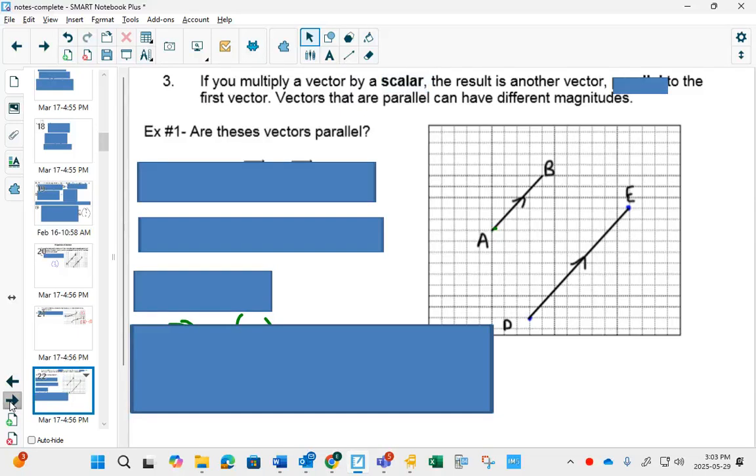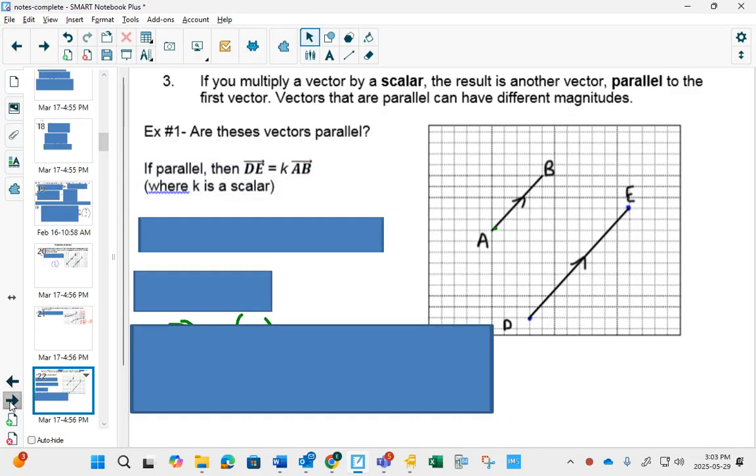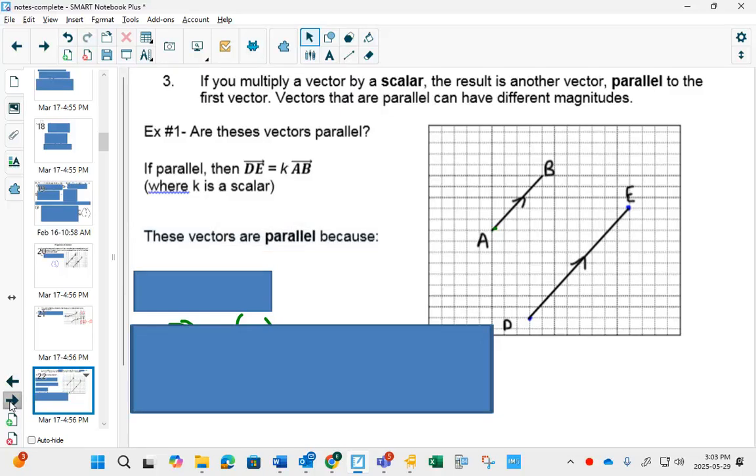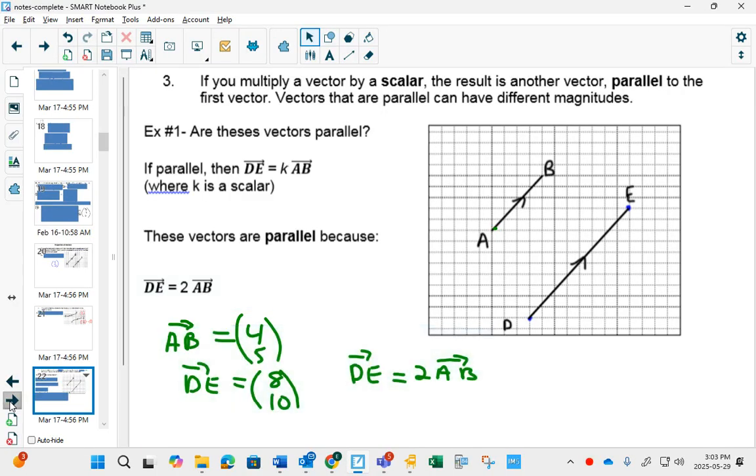Number 3, if you multiply a vector by a scalar, the resultant is another vector parallel to the first vector, because it still has the same direction, but it's just bigger or smaller. So are these vectors here parallel? If they're parallel, one of them is a multiple of the other one. These ones would be parallel because A to B is 4, 5, D to E is 8, 10, and there is a value of 2 that if you multiply the first one by 2, you get the second one.